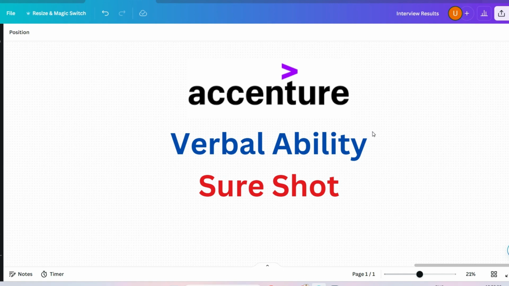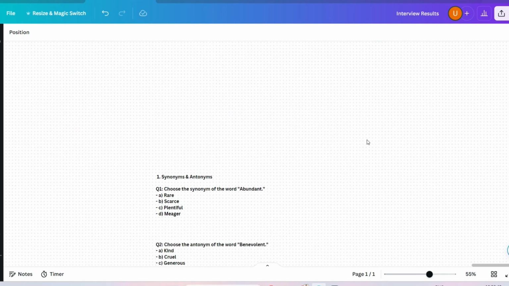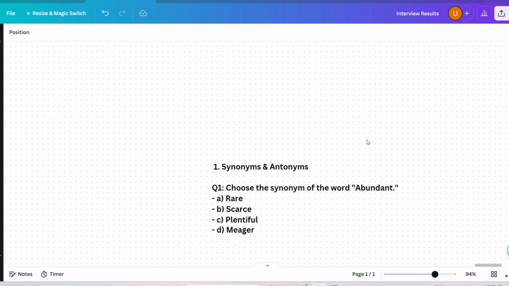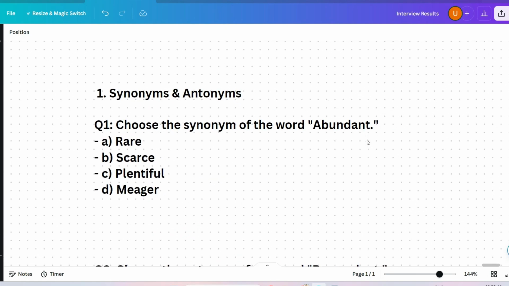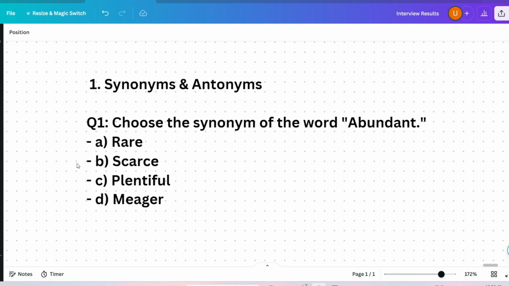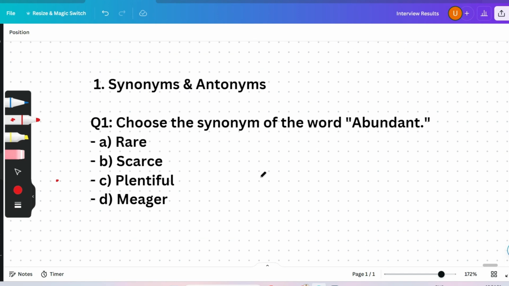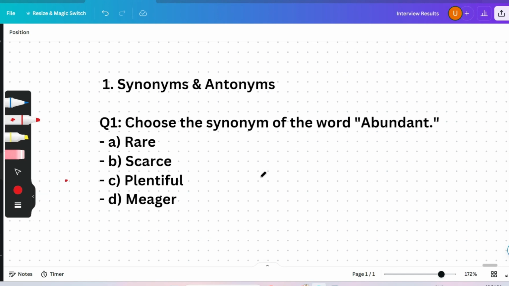So let's start with the first question. The first question is from synonym antonym. Choose the synonym of the word abundant. From the following: rare, scarce, plentiful, and meager, which is the correct answer? So let me take the pen. Among the following, which is the correct synonym of abundant: rare, scarce, plentiful, or meager?